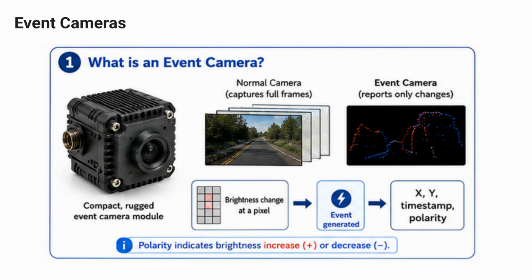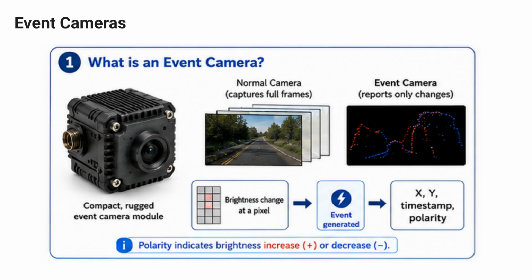An event camera works very differently from a normal camera. A normal RGB camera captures complete images at fixed frame rates, such as 30 frames per second. An event camera does not continuously record full frames. Instead, each pixel independently detects a change in brightness. Whenever a pixel becomes brighter or darker, it generates an event. That event records the pixel's X and Y position, a precise timestamp, and the direction of brightness change, called polarity.